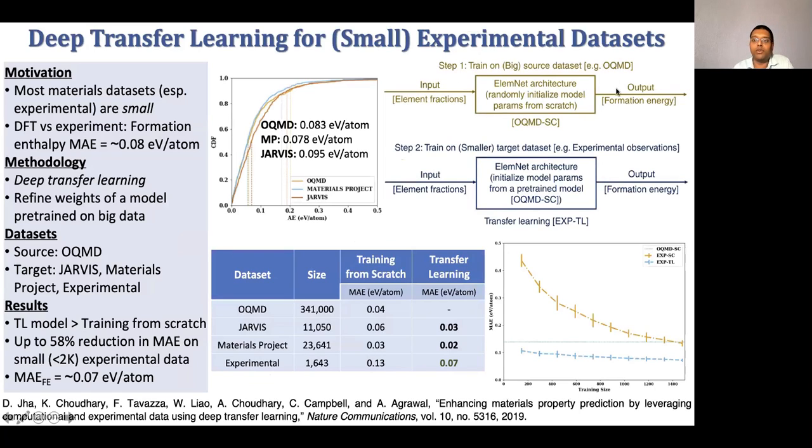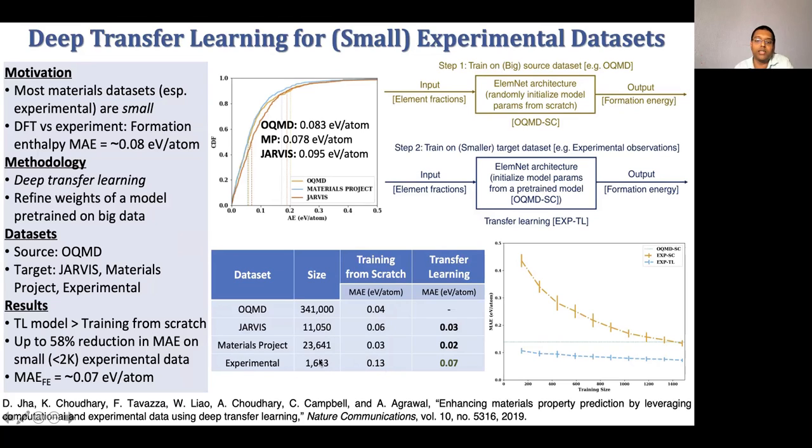First we train a model on big data, in this case OQMD, with the same ElemNet, and then use that trained ElemNet model as a starting point to refine the weights of the model when we train on the smaller data set. That way, instead of training from scratch, you start with a very good guess and then refine it on your particular data set. When we did that, we found that it can significantly improve the accuracy compared to training from scratch.